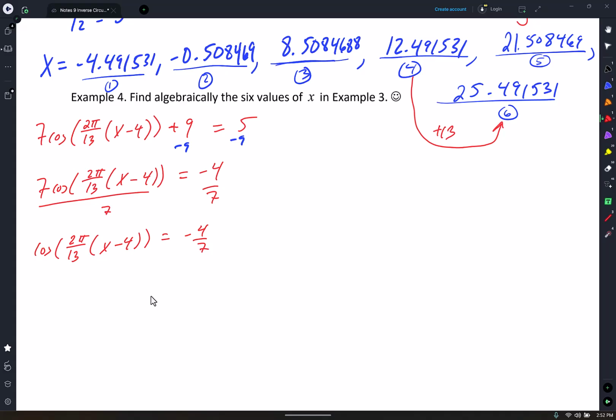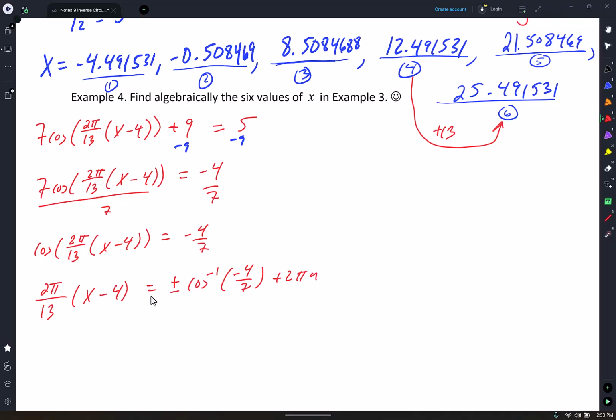Are we still okay? All right, my next move, I need to get rid of that cosine in the front. It's cosine of all that stuff. So how do I get rid of that cosine? No. It's cosine of that. So it's not cosine multiplied by that. It's cosine of that. So we got to do inverse. Perfect. Inverse cosine. 2 pi over 13 (x minus 4) equals plus minus arc cosine of negative 4/7 plus 2 pi n.